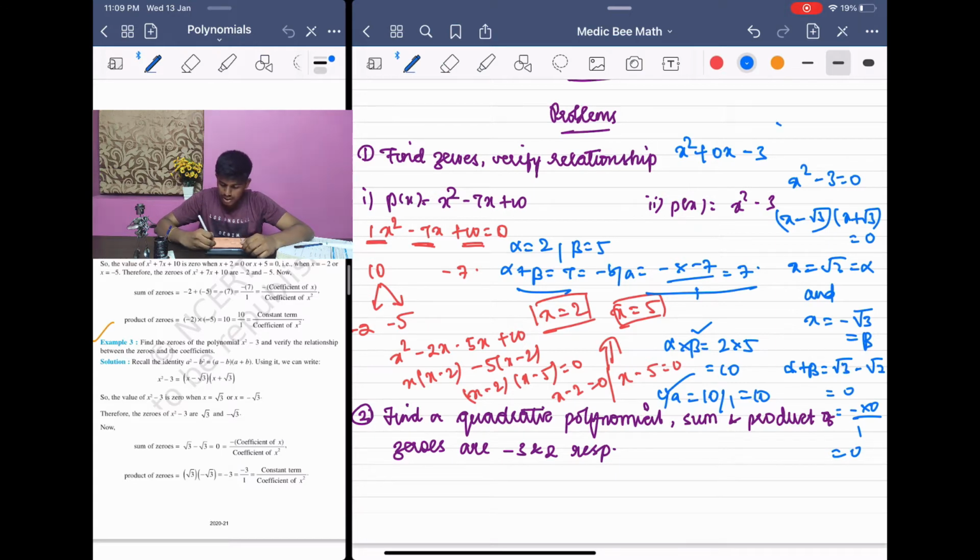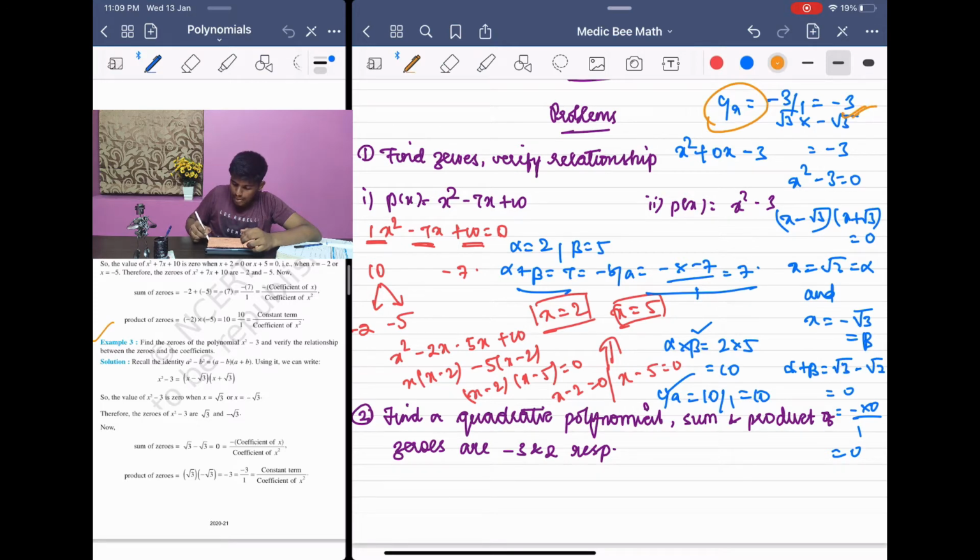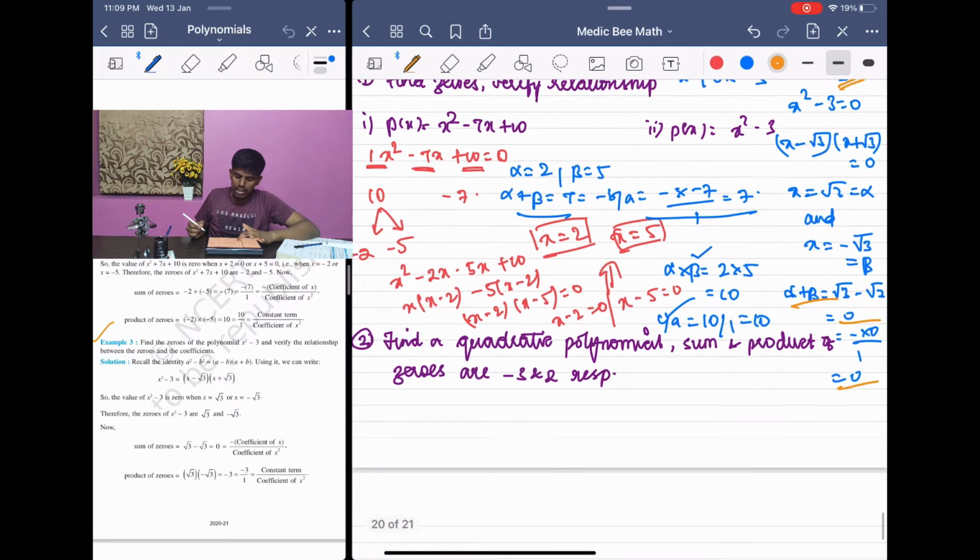Next, the product of zeros. One root is root 3, the other root is minus root 3. So how much will the answer be? -3. Now verify c by a. What is c by a? -3 by 1, which is -3 again. So c by a also matches, -3 and -3. Similarly alpha plus beta is 0 and minus b by a is also 0. So the verification is done.